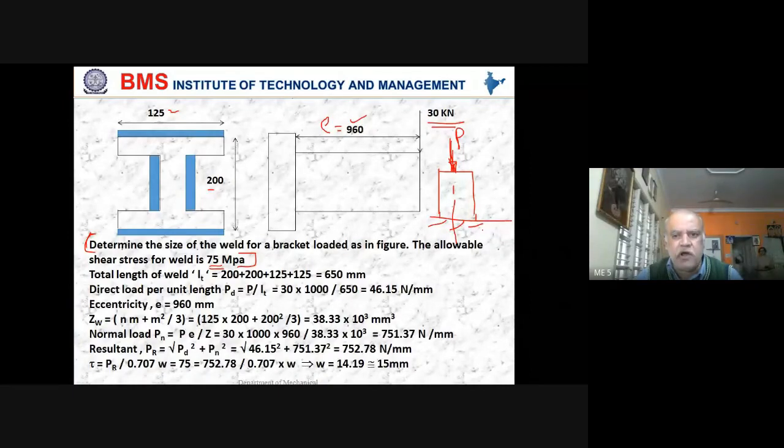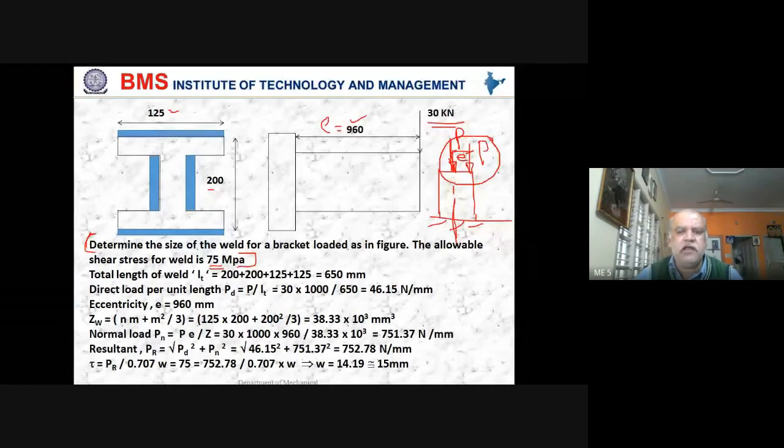Now, for the same column, I apply load here. Load P I am going to apply here, at a distance, I call it E, from the geometric center of the column. Then this type of loading is called eccentric loading. That is loading which is acting away from the geometric center or center of gravity. Okay? Okay, sir, got it.